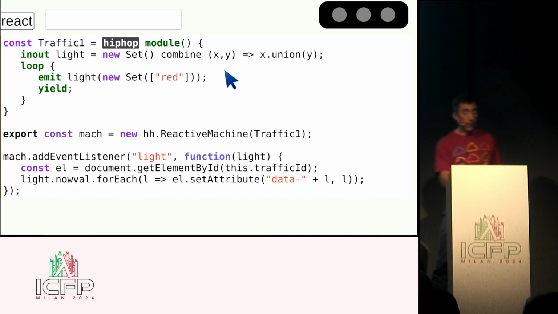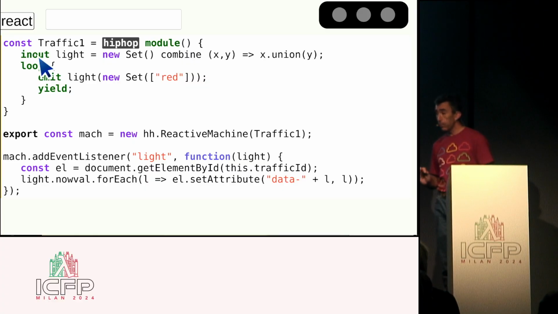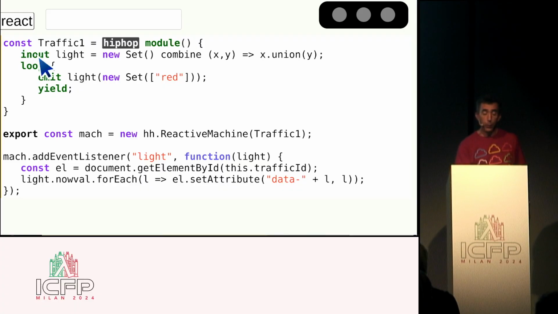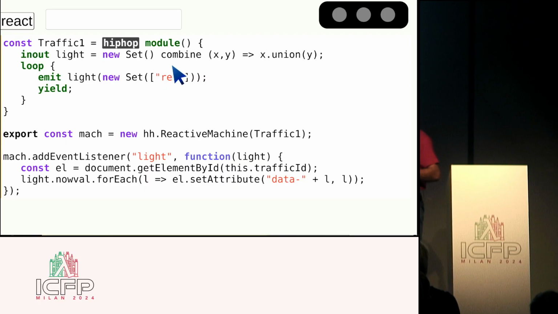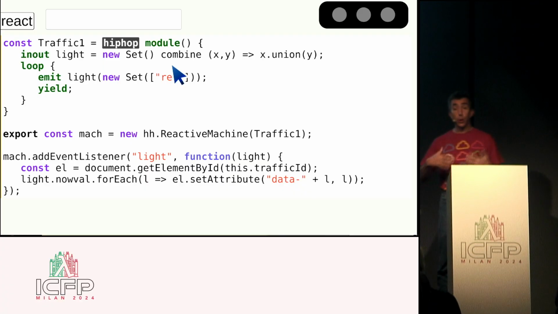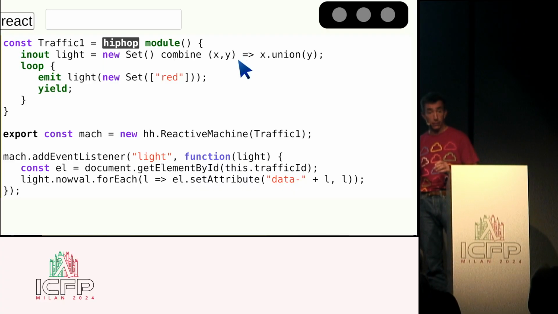Here we have the declaration of a signal, the light signal. It's an input and output signal, meaning that JavaScript will be aware when we trigger this signal, and we can attach a callback to this signal over there. It has a default value, that is, if you do not emit the signal, it has this value, which is an empty set. If you happen, during a reaction, to be emitting the same signal several times, then all the values will be accumulated using a function you declare here, and this function has to be associative and commutative.